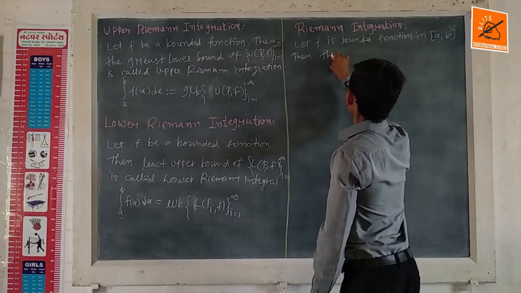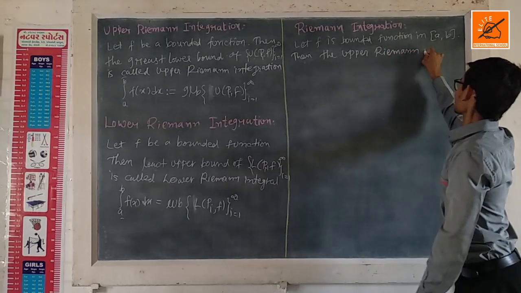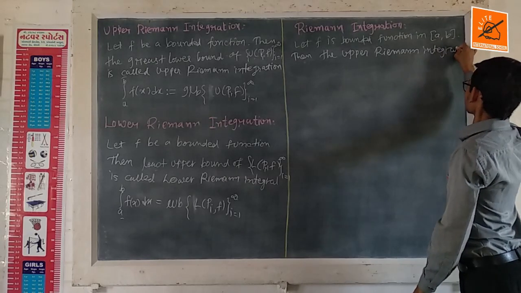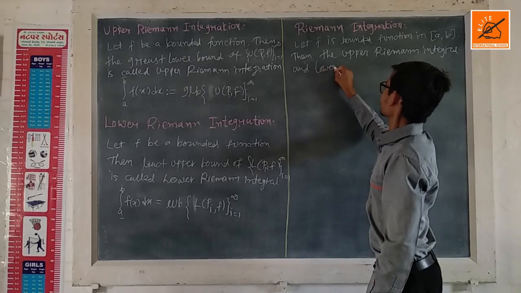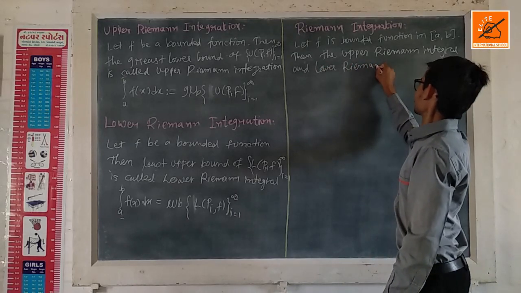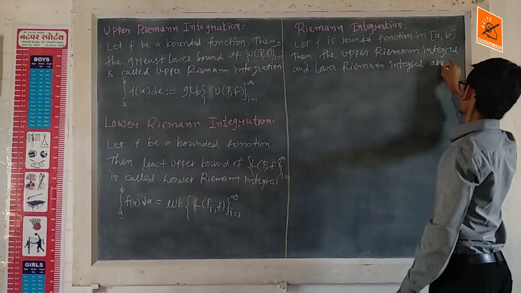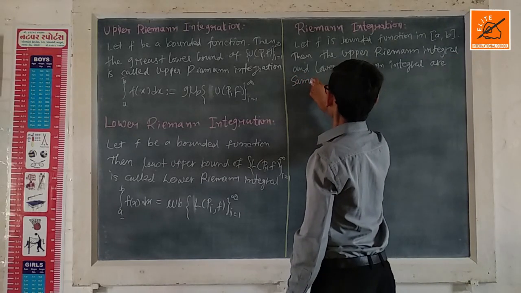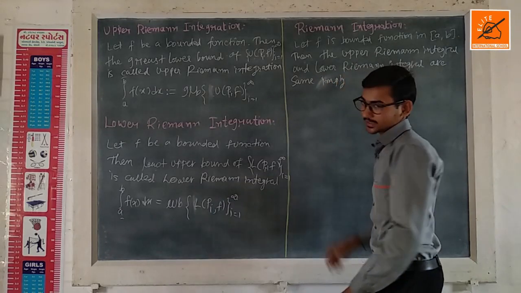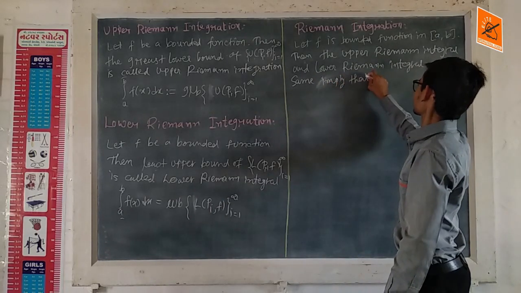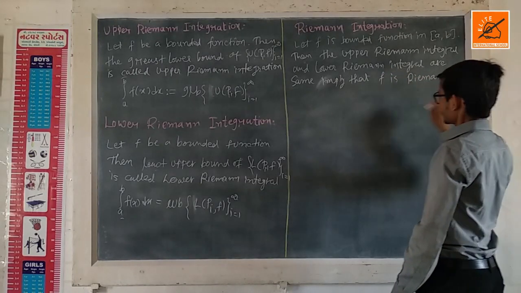Then the upper Riemann integral, that means this one, and the lower Riemann integral are the same. Simply, that implies that f is Riemann integrable.